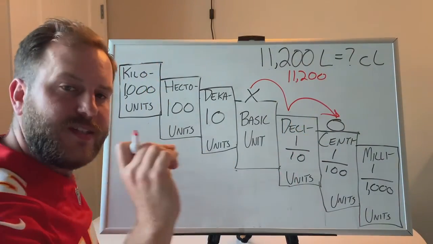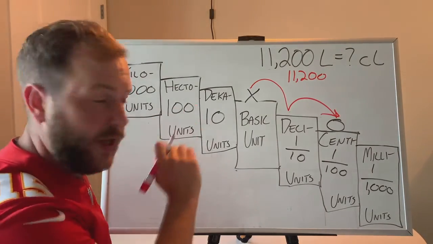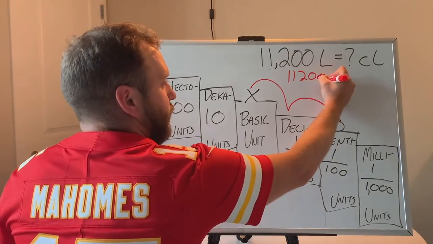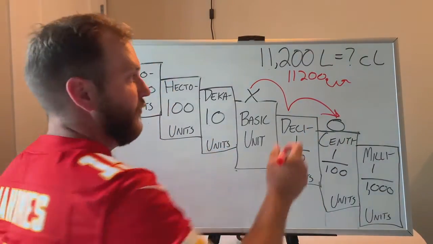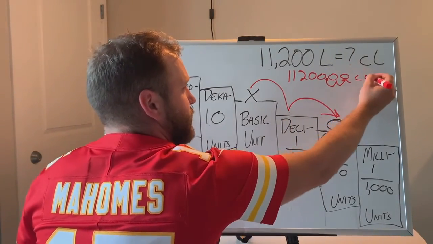Now remember, you're moving the decimal point to the right, not the comma. You can actually just pretend that this comma doesn't even exist. So we've got our decimal point right here, and we're moving it 1, 2 to the right, and we're going to fill in those gaps with zeros, and that's going to be our answer in centiliters.